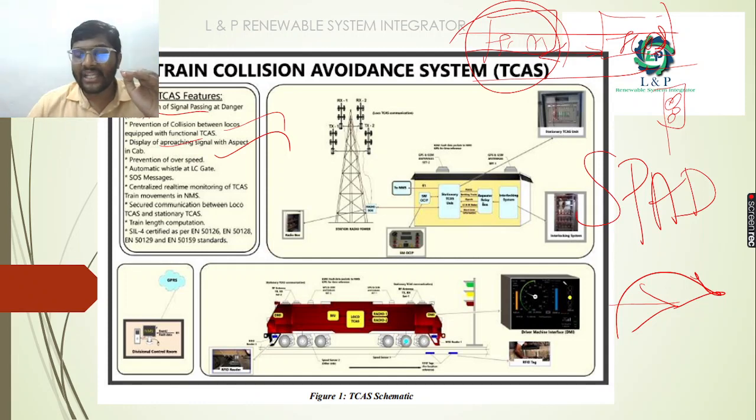LC gate here refers to the gates, either manned or unmanned, with the help of which we can limit the passing through of a train or of persons on the concerned track path. So that automatic whistling also we need to provide, and an SOS message we need to provide.